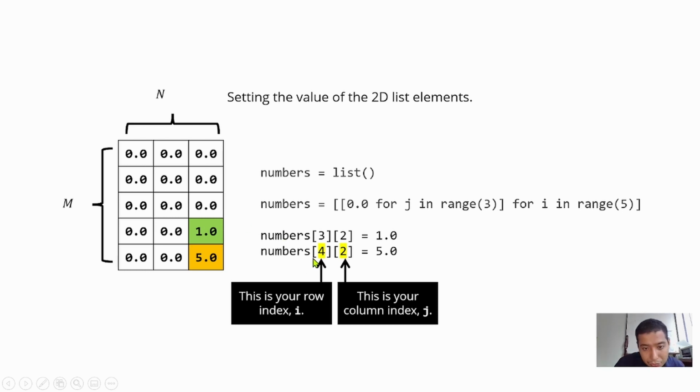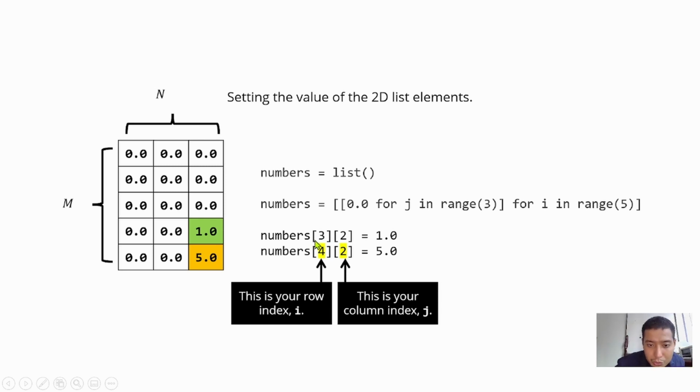So for numbers[4][2], firstly we go by rows: 0, 1, 2, 3, 4. So you are using 4, and then you have 2 as the second index. So 0, 1, and 2. So here, the position here is 5.